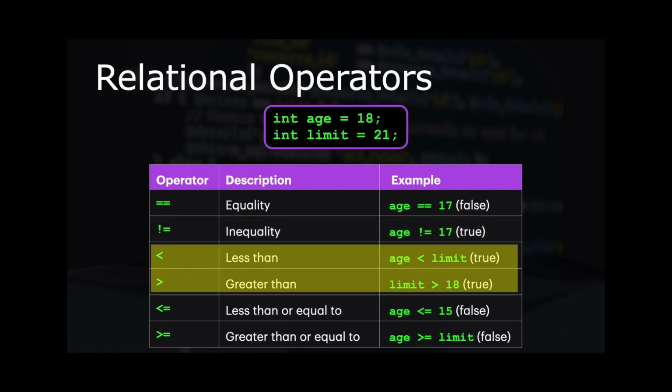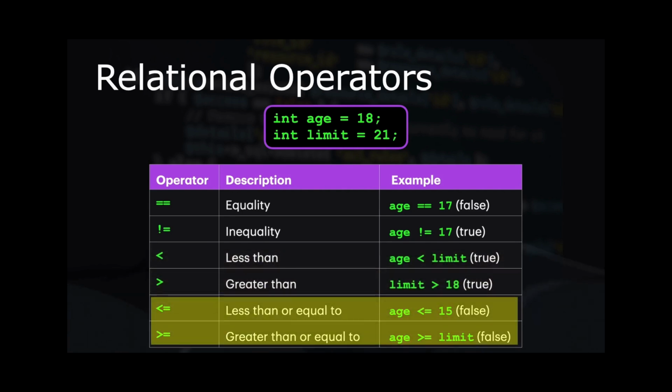Less than and greater than work as you probably expect. These examples show that the two operands can be variables, literal values, or one of each, and that's true with all of these relational operators. And the last two operators are less than or equal to and greater than or equal to. Again, they work as you'd expect, but notice the symbols we use.